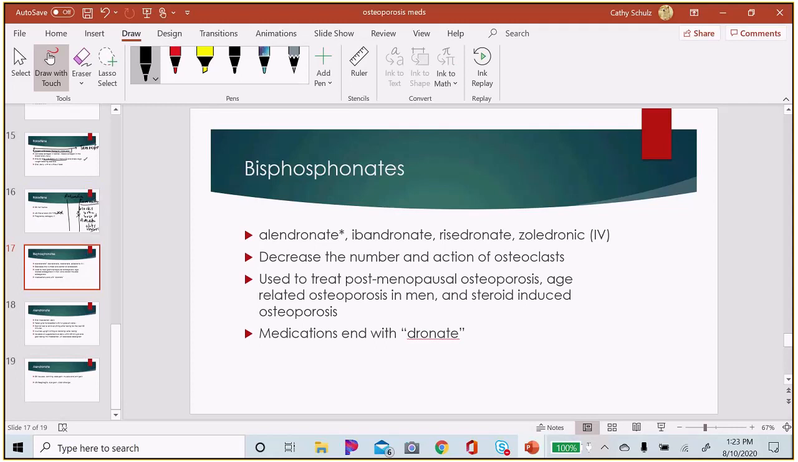The last group of medications for osteoporosis are bisphosphonates, and this by and large is the one that is usually prescribed for osteoporosis. It's the most common one. They all end in dronate except for the one that's given IV. So our prototype is alendronate. You might see other types listed on the ATI, but they always end in dronate. And what this does is it decreases the number and action of osteoclasts. So it could be used to treat postmenopausal osteoporosis, but also age-related osteoporosis in men and steroid-induced osteoporosis. So it has a lot more uses.